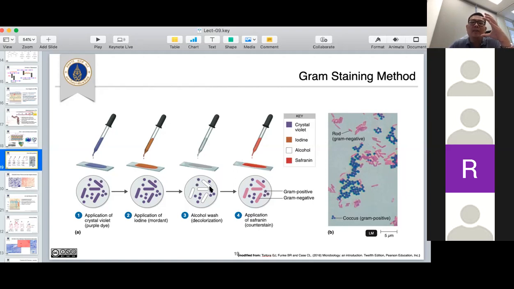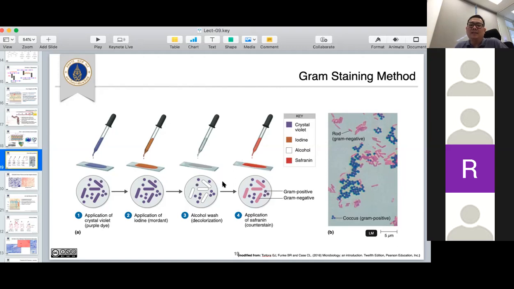But in gram negative, they have a lot of lipid on the membrane, on the cell wall. So they allow the crystal violet complex to move out. Another point is they have a very thin cell wall, so crystal violet can move out very easily. In this case, it is hard to observe gram negative. That's why we need a counterstain.